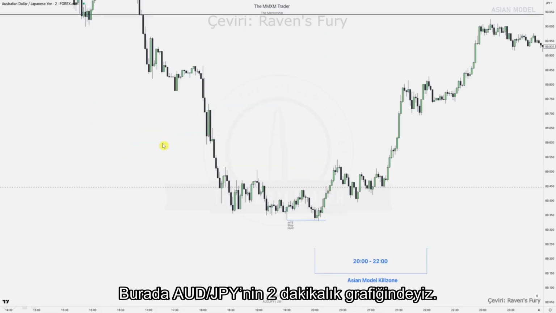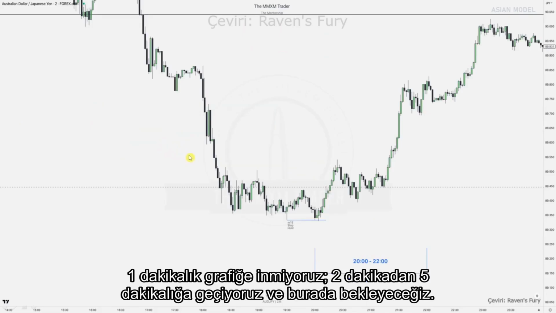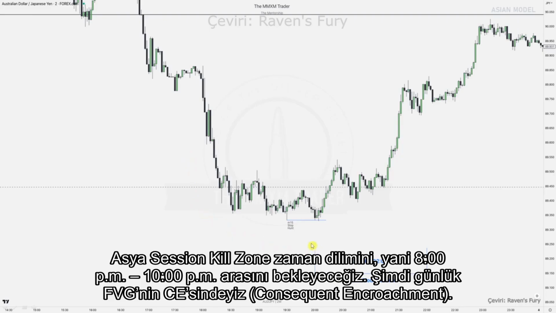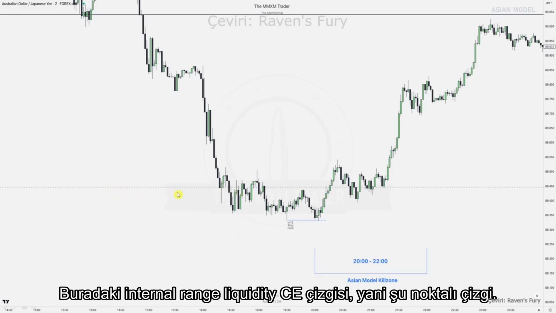So over here we're in that Australian dollar Japanese yen 2-minute chart, right? Not going into the 1-minute chart, we're going to go from 2 to 5 minute, and over here we'll wait for that Asian model kill zone time frame, right? At 8 p.m. to 10 p.m. Now we're in the CE of the daily fair value gap, right? That internal range liquidity. Over here is the CE line, that dotted line over here.